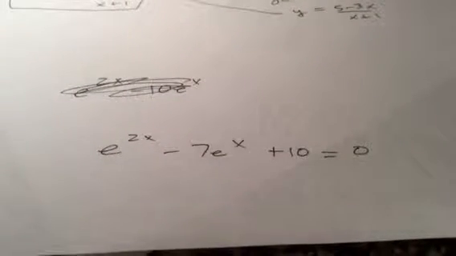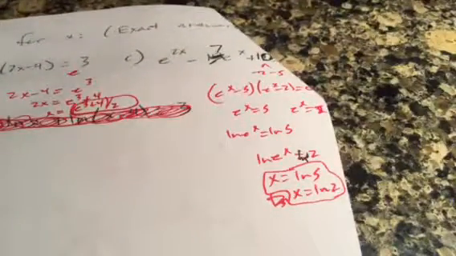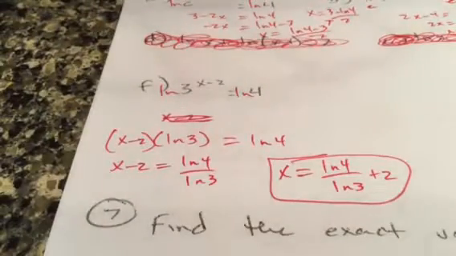Okay, e to the 2x minus 7 e to the x plus 10 is 0. So then you get some factors, -2, -5. You get those two answers, natural log 5, natural log 2. If we want to talk about that again on Monday, it's no big deal. Then you can get rid of e. Let's take a look at F. Attach natural log to both sides. Divide both sides by natural log 3.